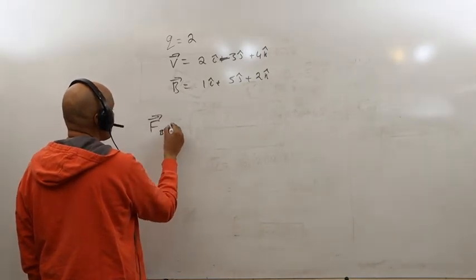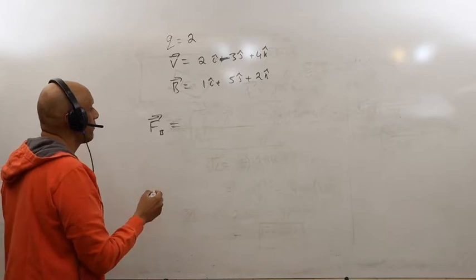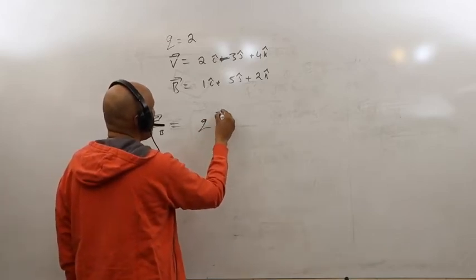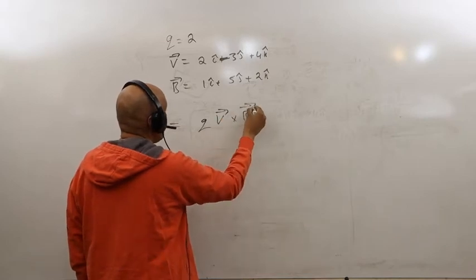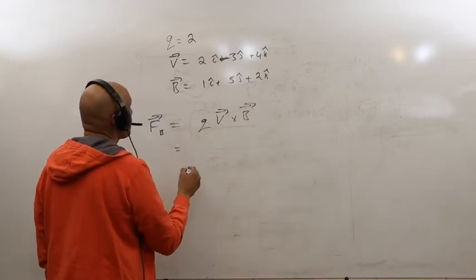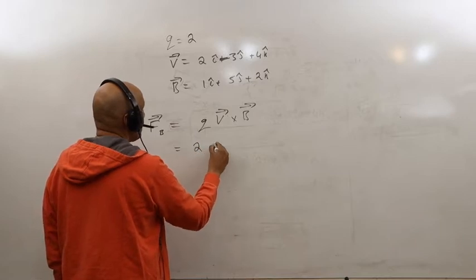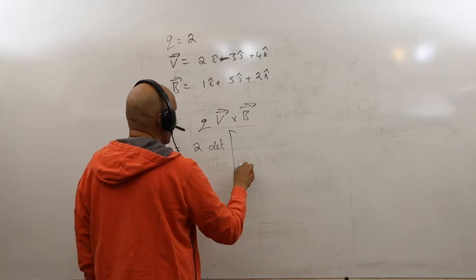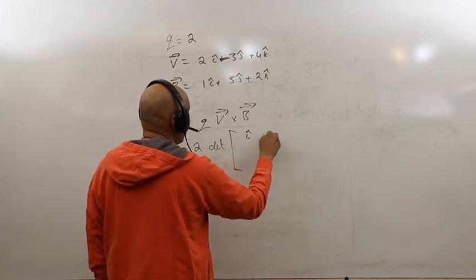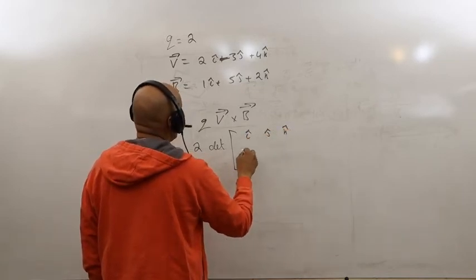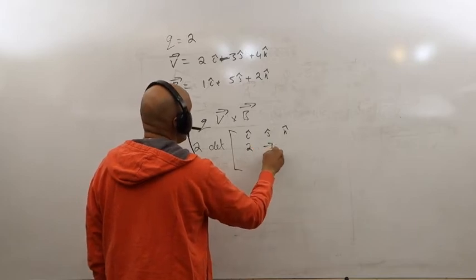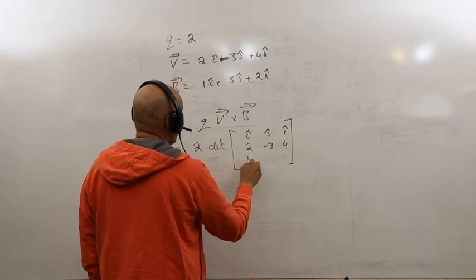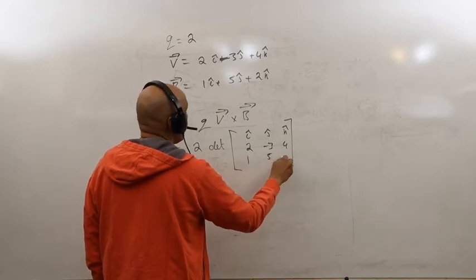So I'm going to write this as force. And if you remember, our fundamental equation we have to remember is Q times the velocity vector crossed with the magnetic field, B. So I'm going to write this as 2 times the determinant. We have the vector values V and B, so we do it in terms of ijk. So here's our i, j, and k components. Here is 2, minus 3, and 4, and then 1, 5, and 2.